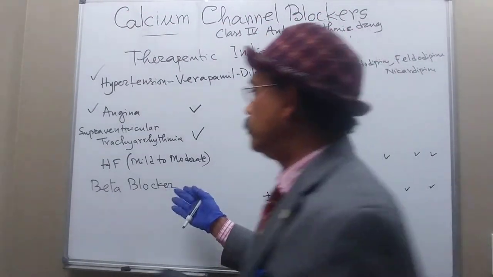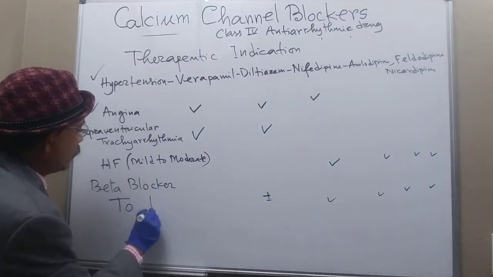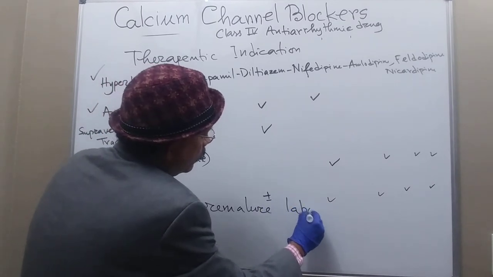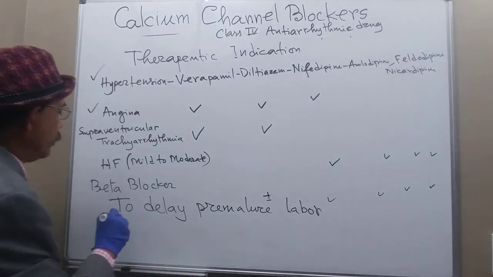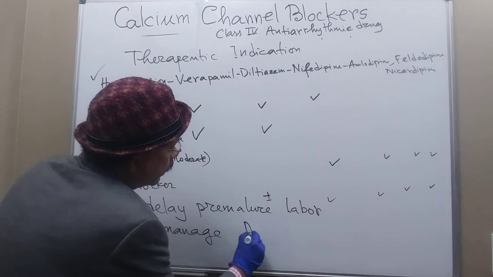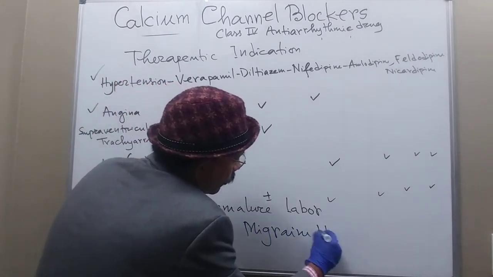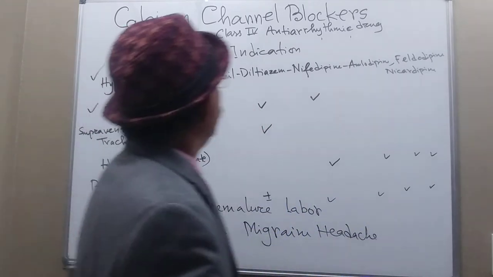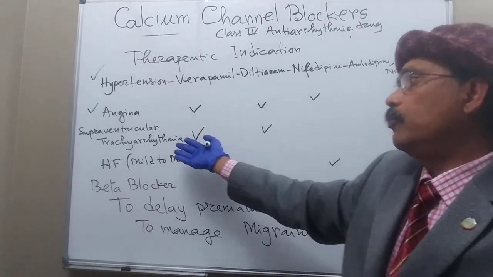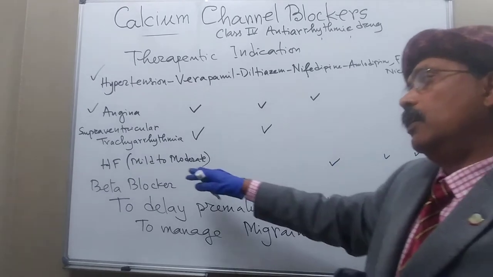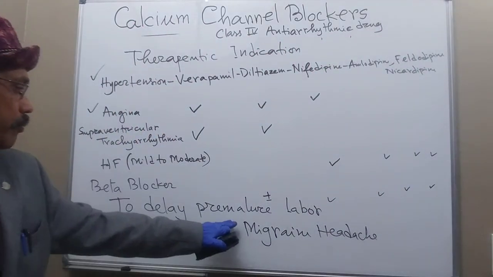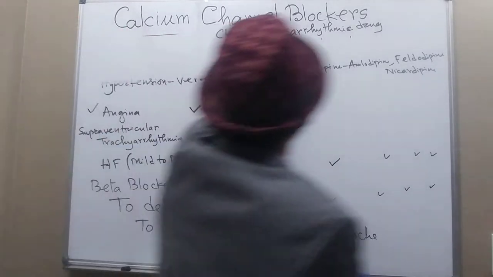Some physicians also like to use calcium channel blockers to delay premature labor. That is an indication. Also, it is used to manage migraine headache. So we got multiple other uses of calcium channel blockers: hypertension, angina pectoris, Prinzmetal angina or regular angina, supraventricular tachycardia, and regarding heart failure, severe heart failure is a contraindication, mild heart failure may be managed with these drugs. Other uses include delaying premature labor and migraine headache. We got the therapeutic indications.